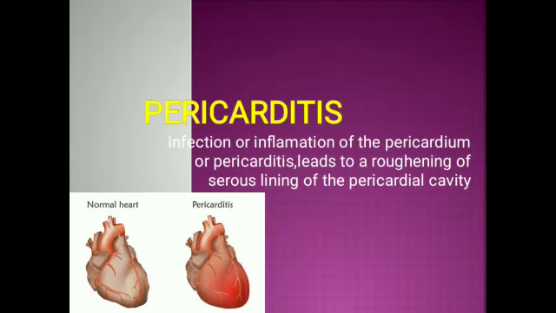One more, pericarditis, that is infection or inflammation of the pericardium. Pericarditis leads to the roughening of the serous lining of the pericardial cavity. There is a serous lining in the pericardium, so it will be roughened up, that is called pericarditis. Okay, these are the applied anatomy of the pericardium.